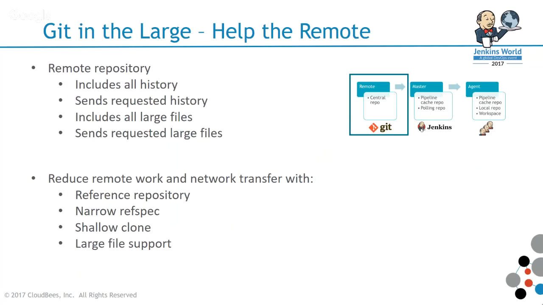What that does is that provides a local cache that can ease the load on the central repository. We can use a narrow ref spec. A ref spec is a concept that Git gives us to ask for less. We could use a shallow clone. That's a way of asking for less depth. Or we could enable large file support. Each of those techniques we'll discuss in a little more detail here to give you an orientation how any one of those four or all four together can help you reduce the load on your central repository.